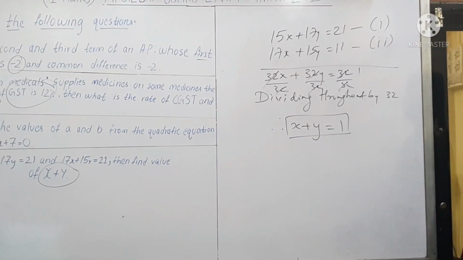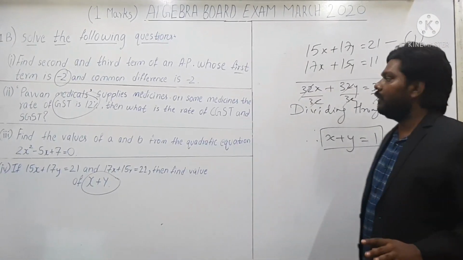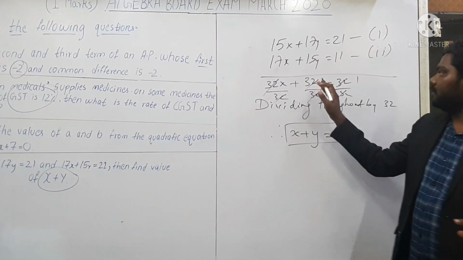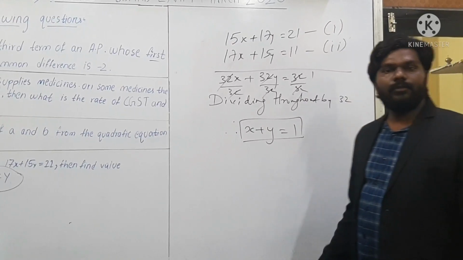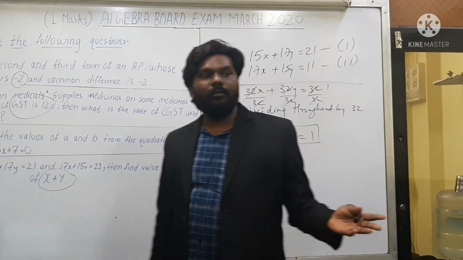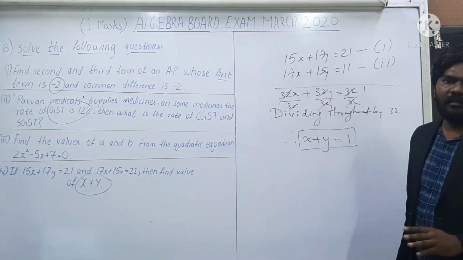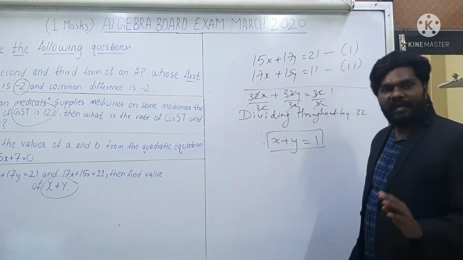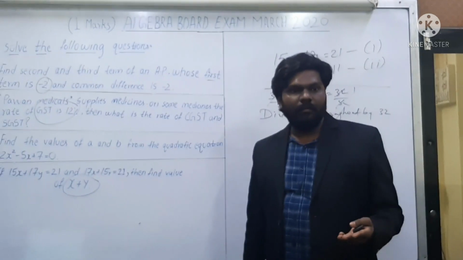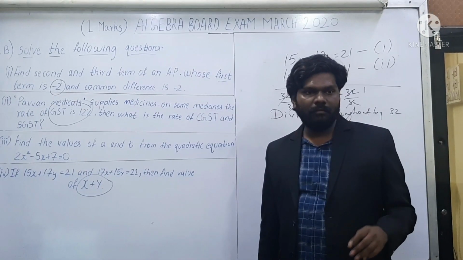Nothing else to do, I just need to add the equations. If you see the coefficient, everything is 32. 32x plus 32y is equal to 32. So dividing throughout by 32, after dividing by 32 it gets cancelled, and what remains is x plus y is equal to 1. And that is the value of x plus y. That is equal to 1. Understood? Done? Clear? Any doubts? No. Very good.